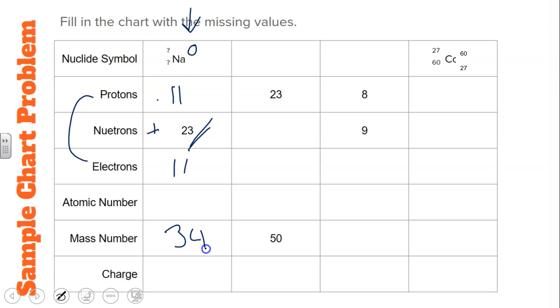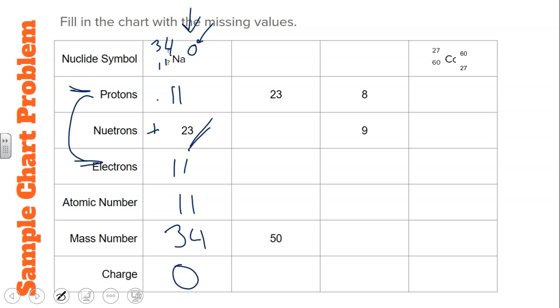The atomic number is just the number of protons, it's 11, and then the charge in this case, we compare the number of electrons to the number of protons, and they're equal, so that's going to give us a charge of 0. We also know from the nuclide symbol that there was nothing given, and so that also tells us that there is a charge of 0. So now we probably should finish the nuclide symbol. So remember, the number at the bottom is going to be the atomic number, and the number at the top is going to be the mass number.